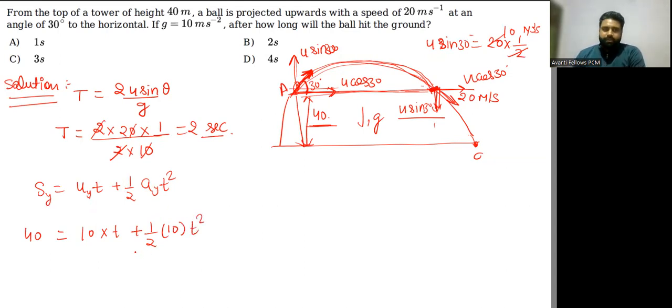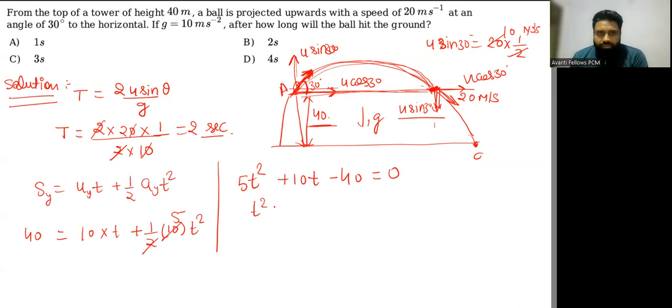To calculate this, it will result in a quadratic equation, which is 5t squared plus 10t minus 40 is equal to 0. If you take the 5 common out, this will be t squared plus 2t minus 8 is equal to 0. So 4 and 2 are the factors for it. When you calculate, you will have t equal to -4 and +2. Time cannot be negative, so we will take +2.